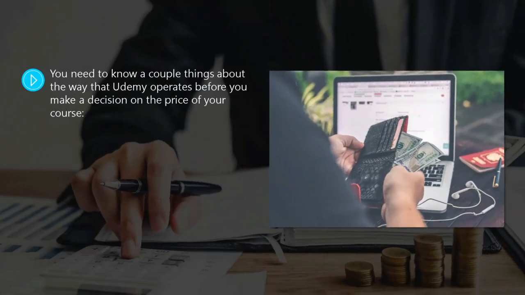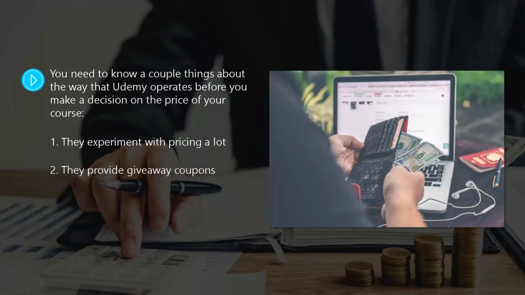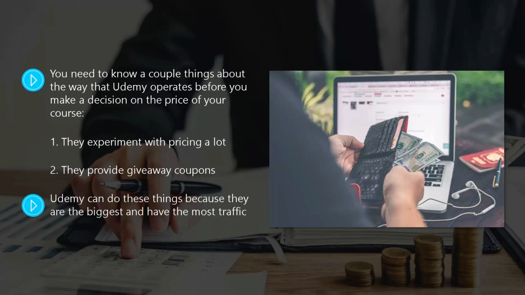You need to know a couple of things about the way that Udemy operates before you make a decision on the price of your course. 1. They experiment with pricing a lot. 2. They provide giveaway coupons. Udemy can do these things because they are the biggest and have the most traffic. Don't let these facts deter you from making money on Udemy.